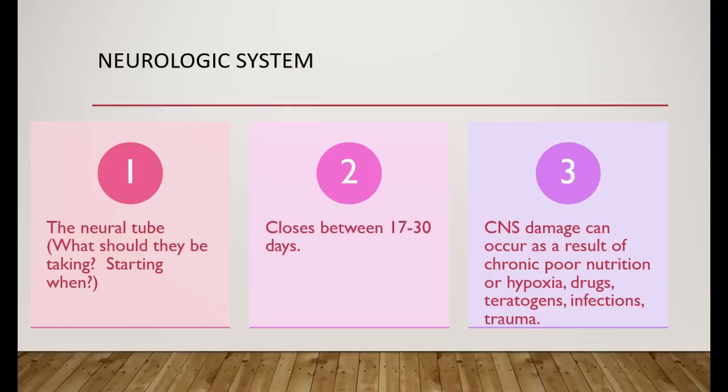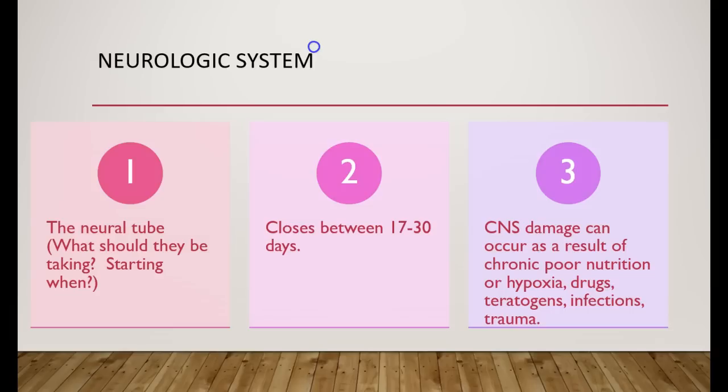Neurosystem, or neurologic system, the neurotube starts to develop very early on. So what should our moms be taking? Can you think back to health promotion? They should be taking folic acid. And when should they start taking it? Prior to conception, right? The neurotube closes about day 17 to 30 days.